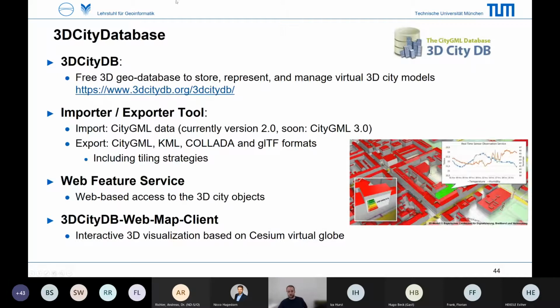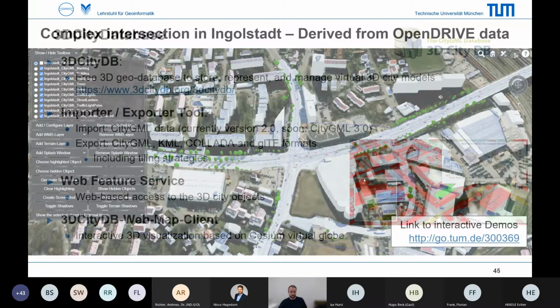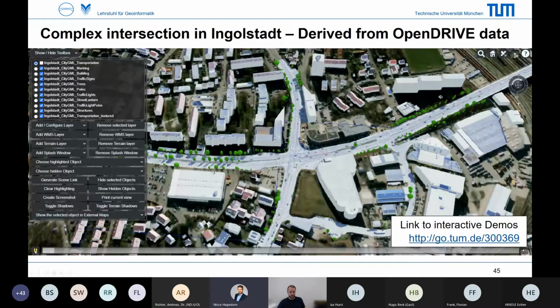Maybe a quick mention on the 3D city database, which is also an open source tool to manage CityGML data, as I mentioned at the beginning. It has several components. For example, it is able to import CityGML data, obviously, but then also able to export, for example, visualization formats such as KML or GLTF. Also, there's a web feature service available, and there's the 3D city database web map client, which allows an interactive visualization of these models. And that's also what I quickly want to show to you here.